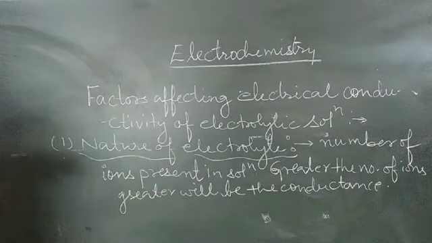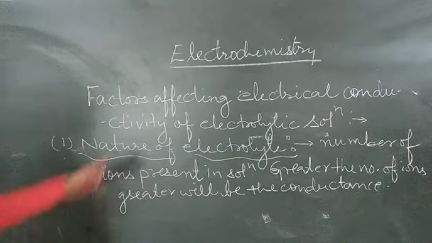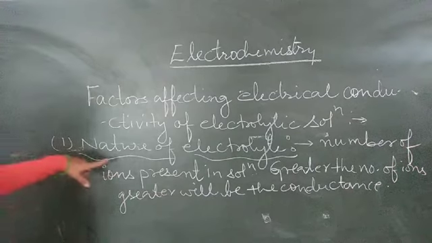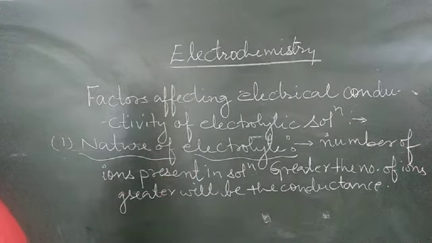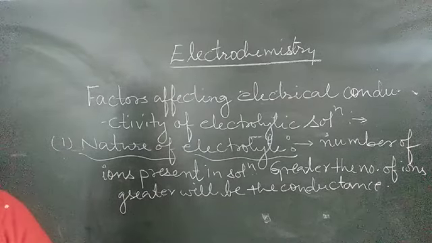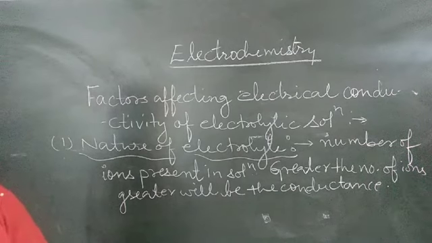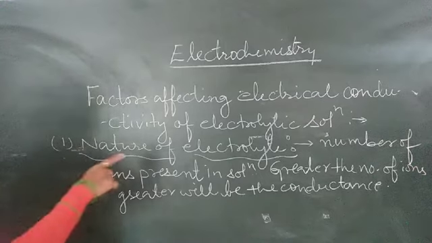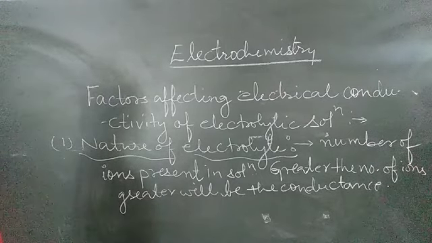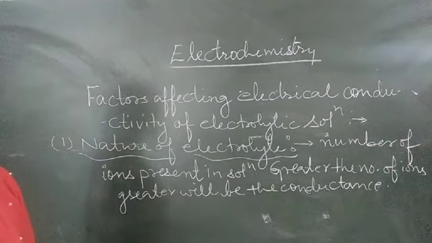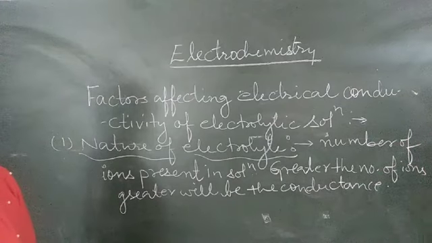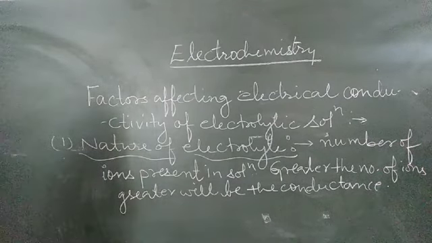So this is how the nature of electrolyte affects the electrical conductivity, because the strong electrolytes almost completely ionize in the solution. It means they have good conductance. Their conductance will be good, because they are completely ionized into ions. Whereas in case of the weak electrolyte, they ionize to a small extent. Therefore, their conductance is not as good as compared to the strong electrolyte. So this is the first factor.